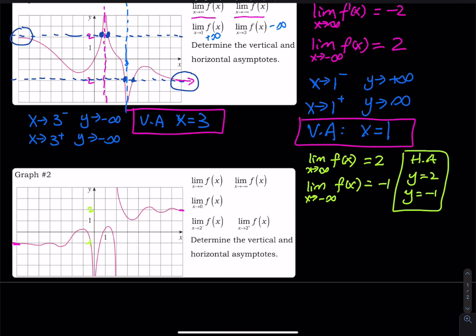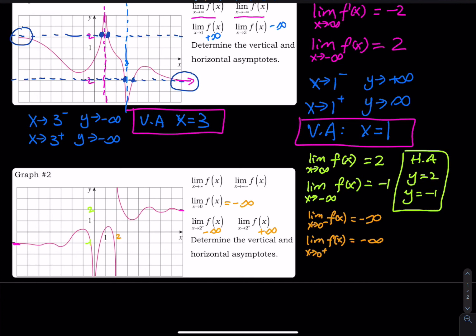I don't want to see 2 and -1. I want to see y equals. And then you have the 0. x approaches 0 from either side, left side and right side. The limit as x approaches 0 from the left and from the right, what do we have? They are both negative infinity, right? So negative infinity, negative infinity. Then x approaches 2 from the left. Where is 2? Here is 2, right? On the left side, we have negative infinity. On the right side, we have positive infinity.